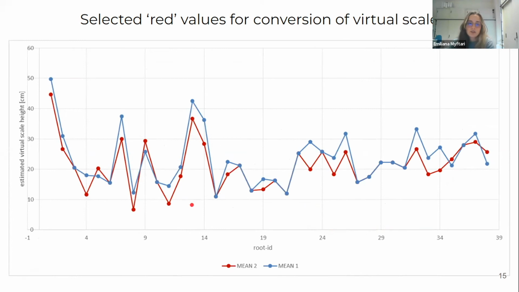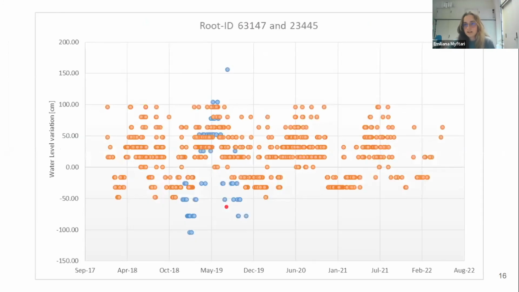And then what we did was use those values to substitute the virtual scale that we had at the beginning. And this was really helpful. One, because we had something in the metric system. The other is because we can compare different stations, for example these two stations here. And that was a really big thing for us, because at the beginning we couldn't compare the stations, because the virtual scales were different from station to station.